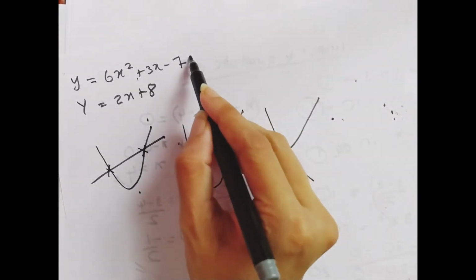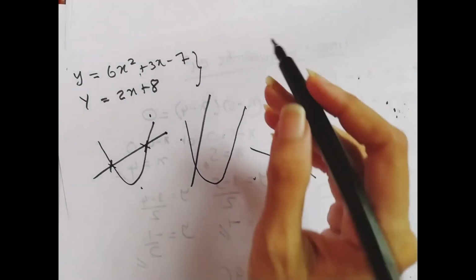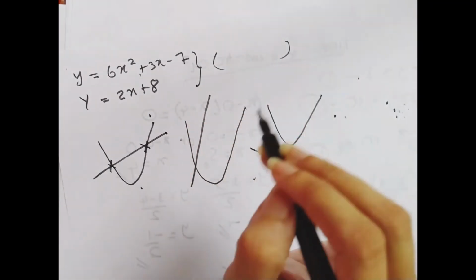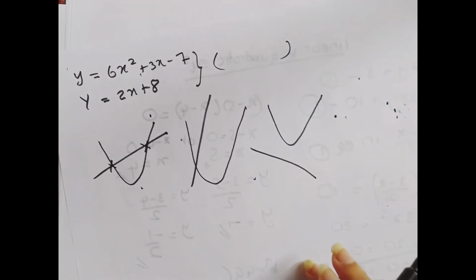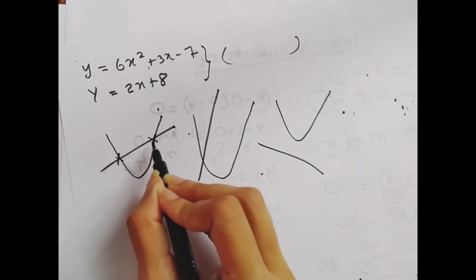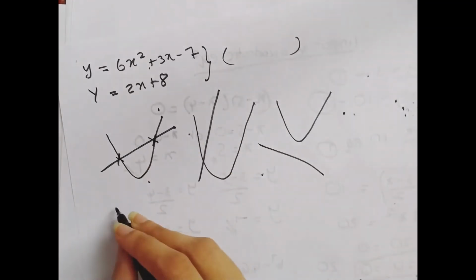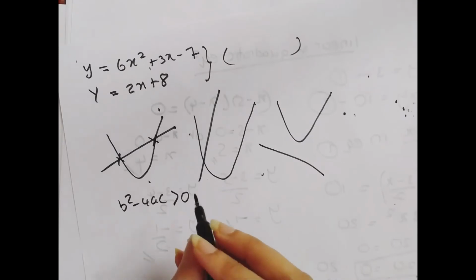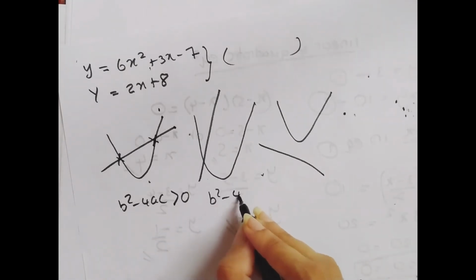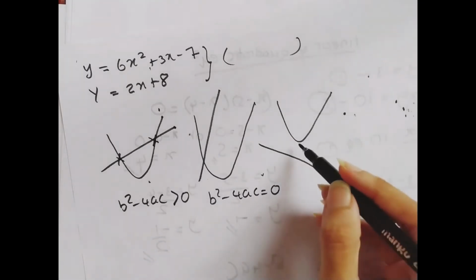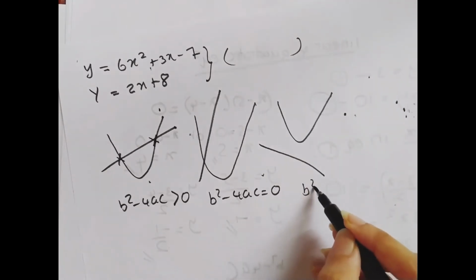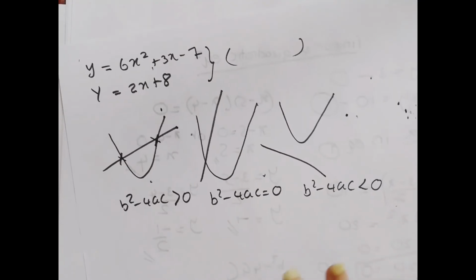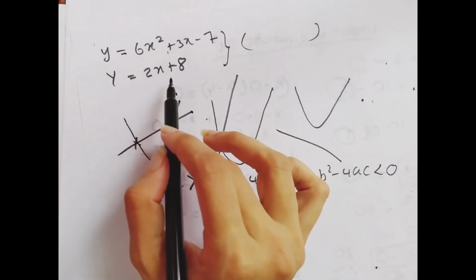So you will solve these two and see whether the quadratic equation found has real solutions. So if it has two intersections, that means b squared minus 4ac is greater than 0. If it has 1, then b squared minus 4ac equals 0. If it does not have any, then b squared minus 4ac is less than 0. Now we'll see. So first you have to solve for this.